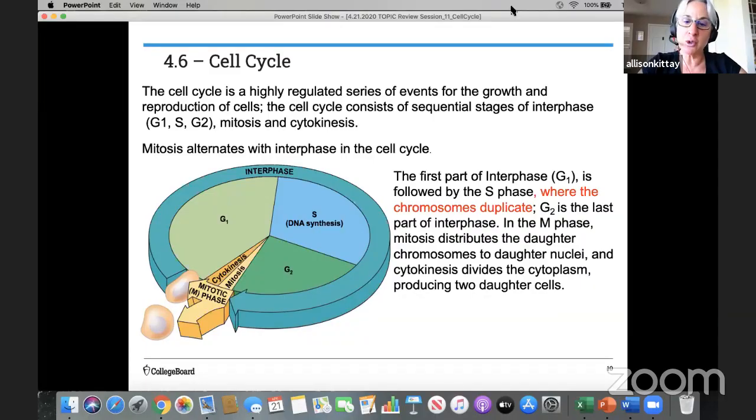And then G2 is the last part of interphase, and this is where the growth in the cell is specifically about manufacturing molecules and creating energy molecules to use through the process of cell division. And then finally, we have the M phase or mitosis, where the chromosomes are distributed to the new cells, and then the cytokinesis divides, creating two new identical daughter cells. And we're going to talk about how that process happens next.